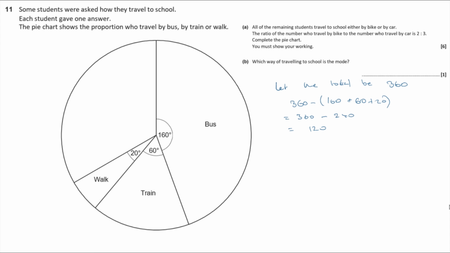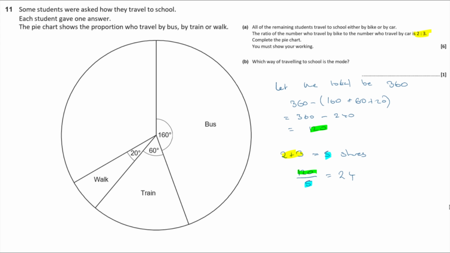Okay, so we know that we need to divide 120 in a ratio of 2 to 3. Now, when you're dividing by a ratio, what you want to do is add the two parts together. So 2 plus 3, taking the ratio and adding the two bits together, is going to give me 5 shares. Then we're going to divide the number we want to divide by that number of shares, aren't we? So 120 divided by 5. What's that then? 5's into 120, same thing as 10's into 240. It's going to be 24. So each share is worth a value of 24.